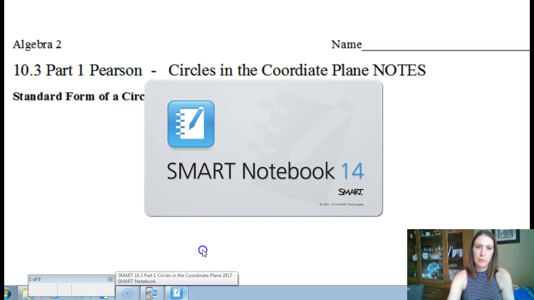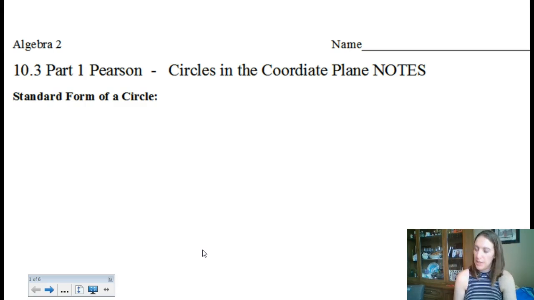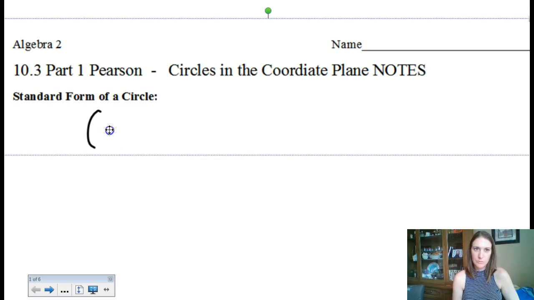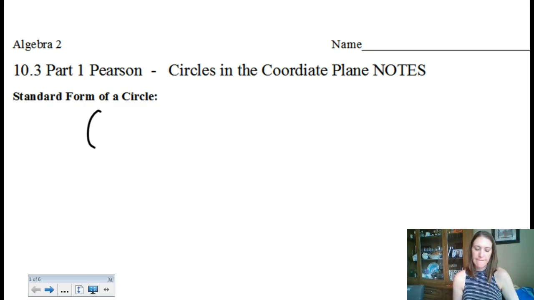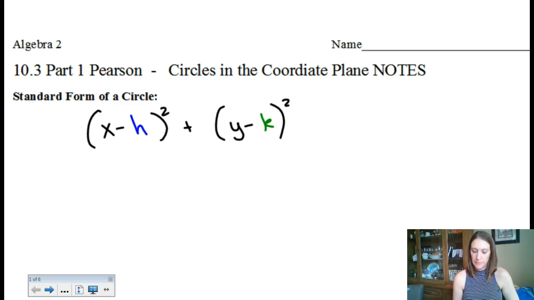Before we get to identifying anything, you know what the standard form of a circle is. So I'm going to use colors here. It's (x minus h) squared plus (y minus k) squared equals r squared.